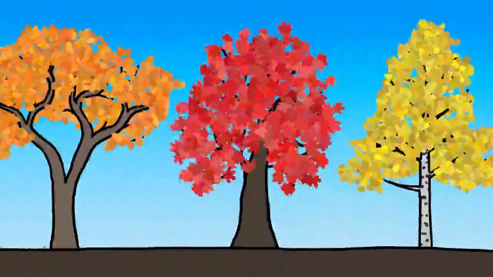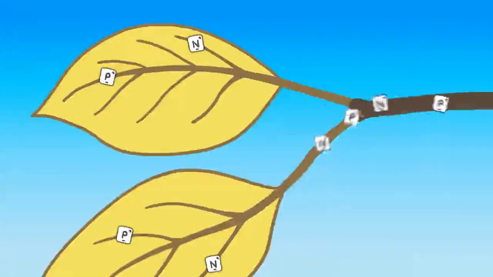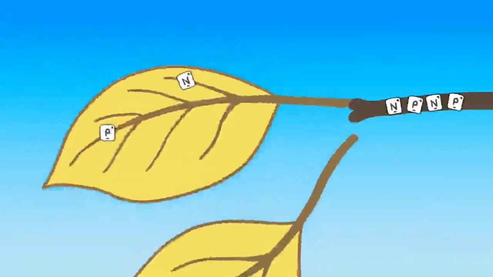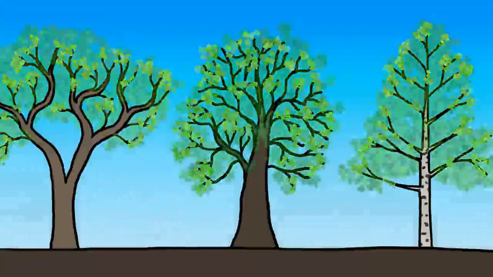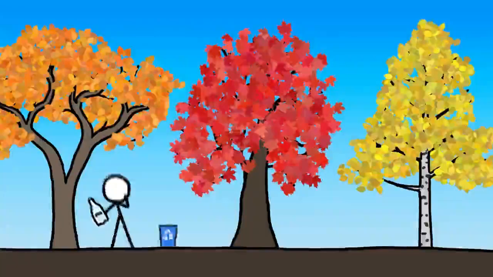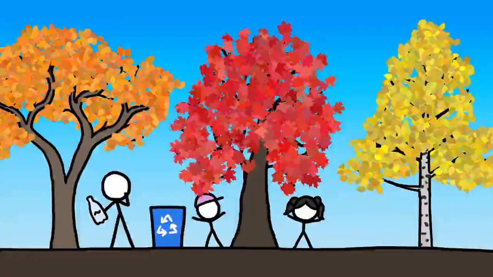In the end, these exquisite gold and russet displays help deciduous trees recover as much as 50% of the nitrogen and phosphorus from their old leaves to help grow fresh new green ones in the spring. They are perhaps the world's prettiest recycling plants.